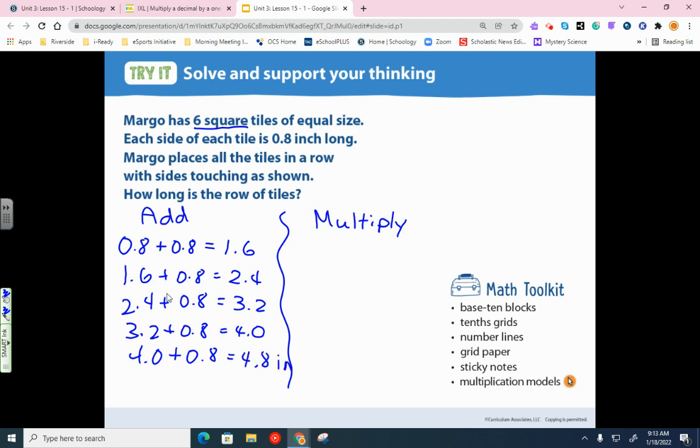All right, so that's a way to do it. You could also stack all these vertically and multiply or add up all 6 at once. Or over here, let's have 8/10, and we have 6 of them. And let's do that. So don't focus on this just yet. Let's just look at 6 times 8, and that gives us 48.